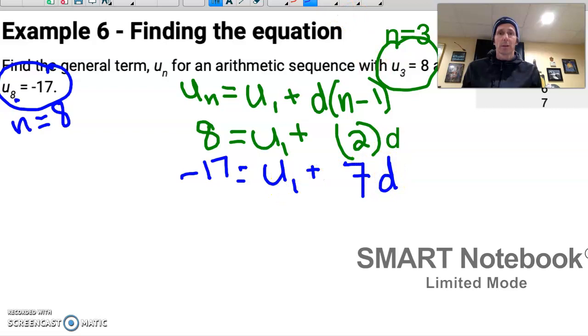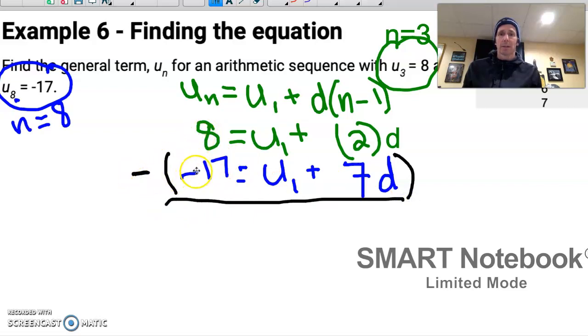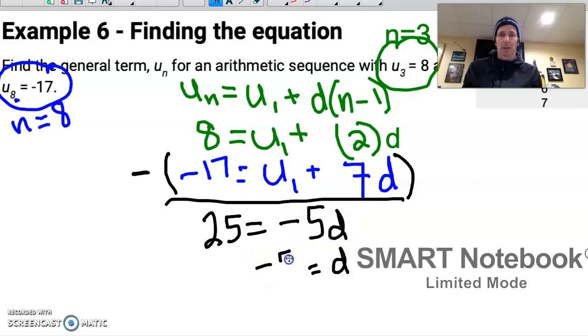So the way this is set up right now is, since these have different numbers in front of them, and these are both just u1s, if I actually take this entire second expression and subtract it from the top one, I'd have 8 minus a negative 17, which becomes a plus. So that would be 25. u1 minus u1 canceled. And 2 minus 7 equals negative 5d. And I just very quickly now, by dividing both sides by negative 5, know my common difference is negative 5. So that's the first piece that I need to know.